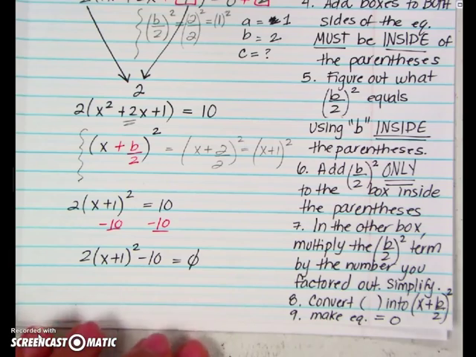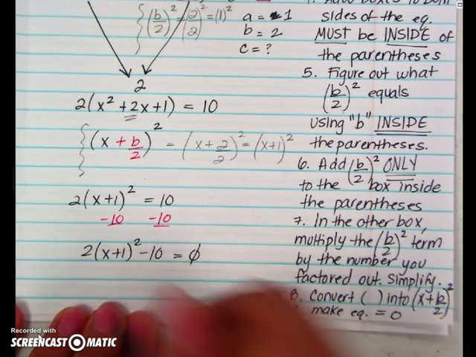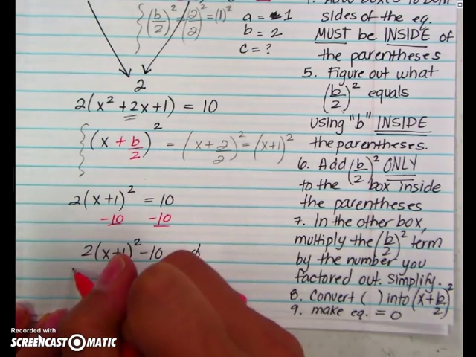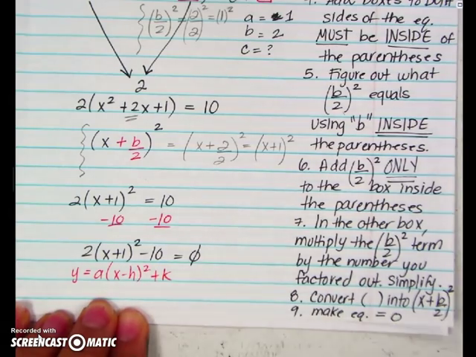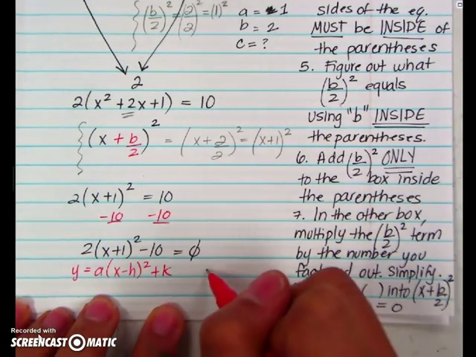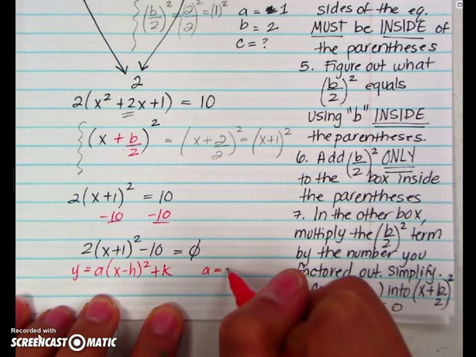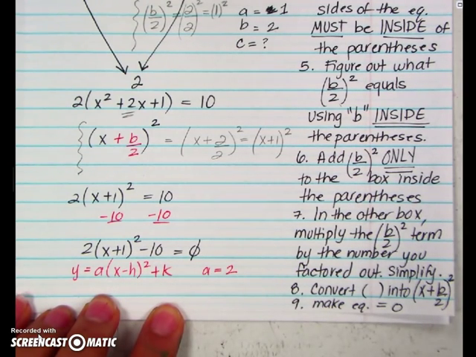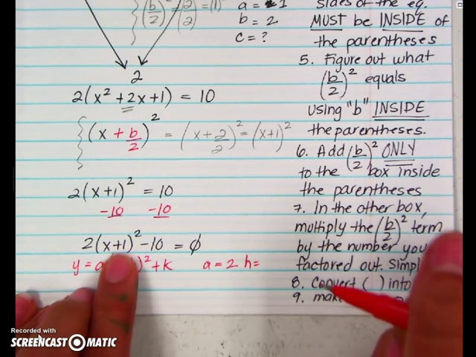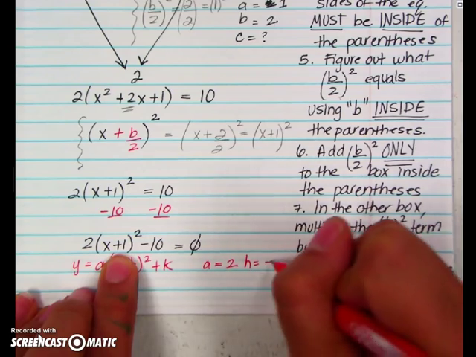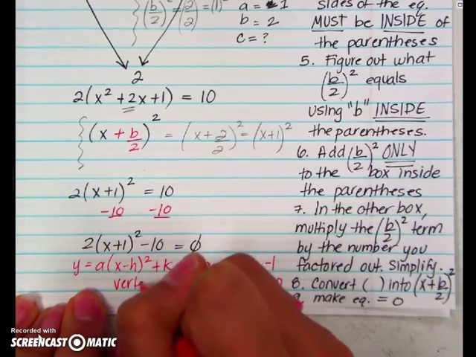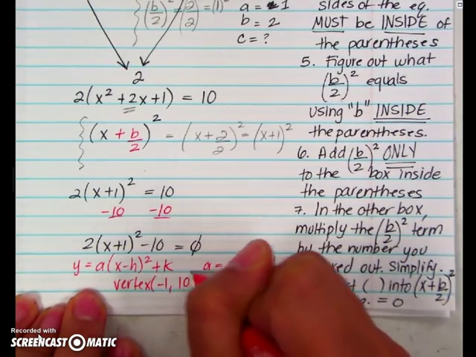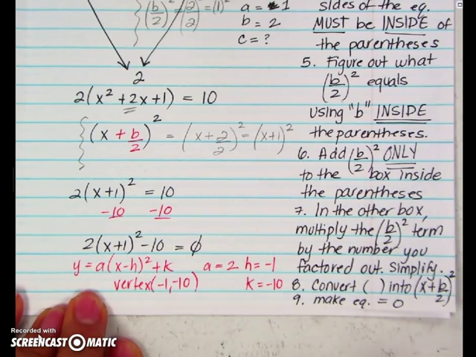Okay, to kind of close off everything that we've learned, you guys know that this is now in vertex form. And remember that vertex form is a times x minus h squared plus k. So in this case, what is the value of a? 2. We know our vertex depends on our values, h and k. So h is equal to a positive 1, but it's the opposite of that, so it's actually going to be negative 1, and then k is equal to a negative 10. So your vertex occurs at negative 1, negative 10.